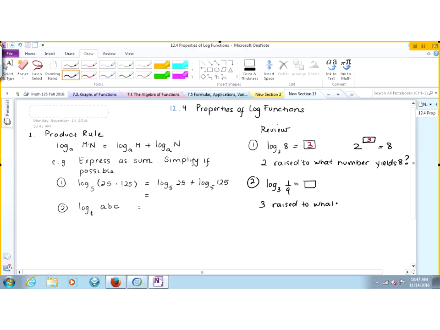3 raised to what number yields or gives 1 over 9? So that's the question that I'm asking. What is log base 3 of 1 over 9? So 3 raised to what number will give me 1 over 9? What is it? Negative 2? Yes. So the answer is negative 2. Simple? Okay. So my answer here will be negative 2.